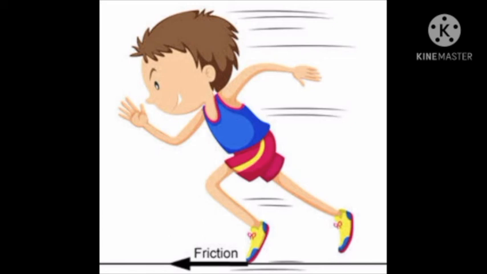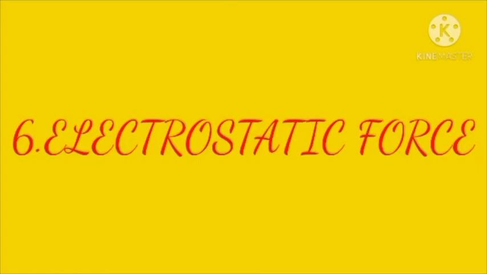Understood, students? How does this happen and how does this function? Basically, when two surfaces rub against each other, the force of friction comes into play. It always acts against the direction of the motion. Understood? So now moving to our sixth kind of force, that is electrostatic force.